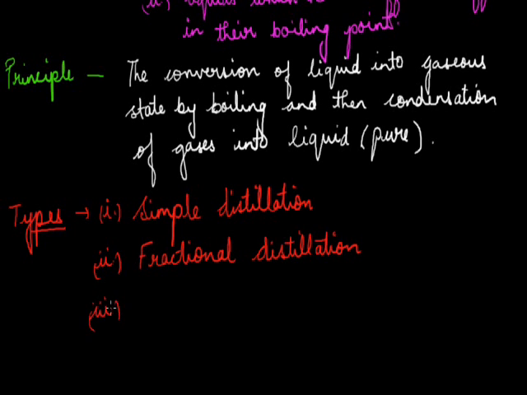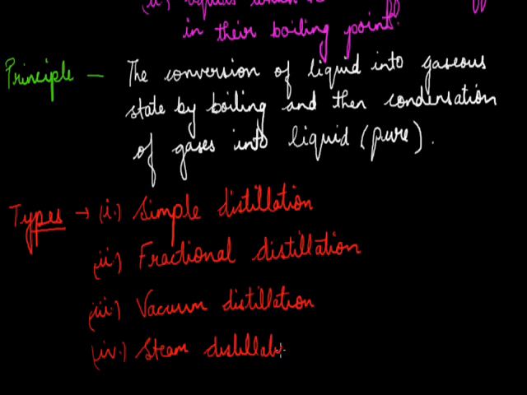Third is vacuum distillation. And the fourth one is steam distillation. All these methods involve the simple principle, that is the conversion of liquid into gases through boiling and then condensing the gases into liquid.